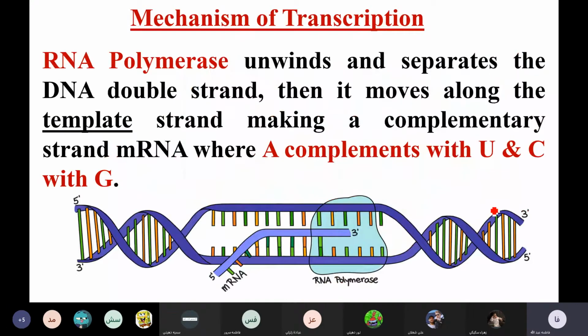We went over the mechanism of transcription. The RNA polymerase unwinds and separates the DNA double strand. Then it moves along the template strand, making a complementary strand, messenger RNA, where A complements with U and C with G, again with a figure. This blue one is the RNA polymerase, like a cloud. Here the messenger RNA is being made where it is complementary. This strand is the template, and the strand that is not involved in anything, again, is the coding strand.